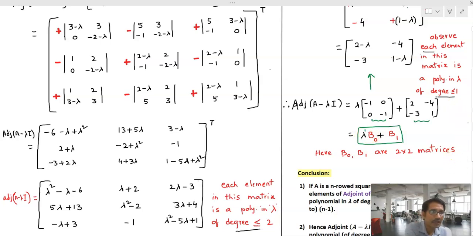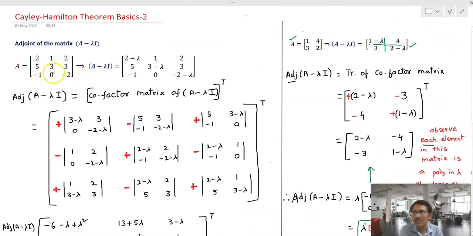Now we will observe what happens to the 3 by 3 matrix. Okay. Now I start with a 3 by 3 example. I find A minus lambda I and I want to find adjoint. Adjoint means transpose of cofactor matrix. So first find cofactor matrix.